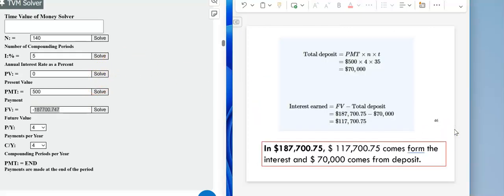After you find the future value, you again find the total deposit and interest by using the formulas as I showed before.